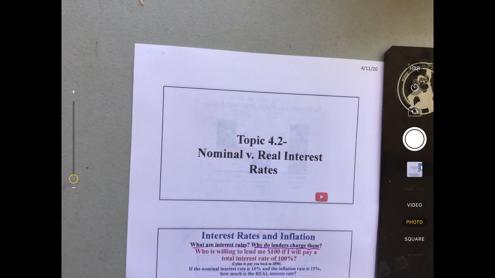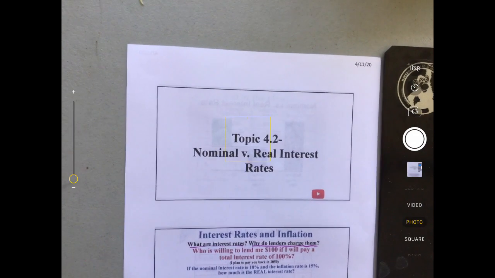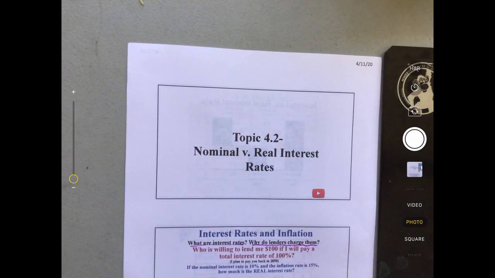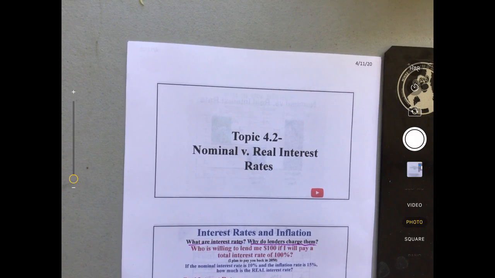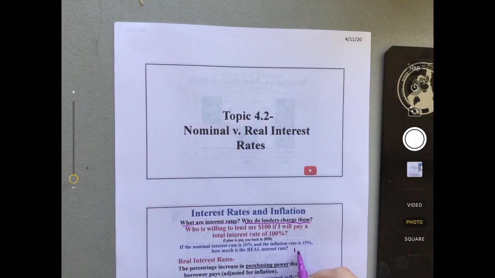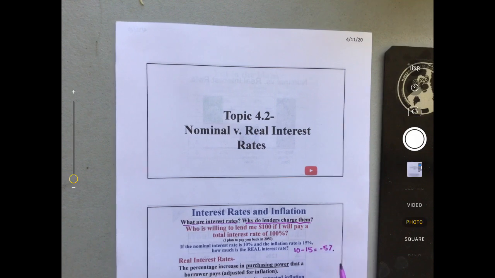All right, so in order to get the real interest rate, we need to know the nominal interest rate and the inflation rate. All right, so if the nominal interest rate is 10% and the inflation rate is 15%, how much is the real interest rate? Well, that's just gonna be 10 minus 15, which equals a negative 5%.